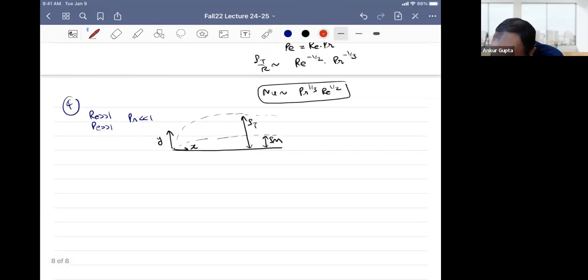So we will have Vx del T by del x equals alpha del squared T by del y squared. Everything remains the same. Delta T is T ball minus T naught, delta x is R, delta y is delta T. So the only basic thing is what is Vx.